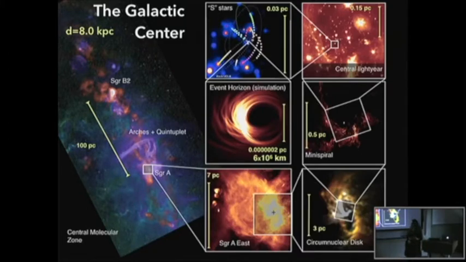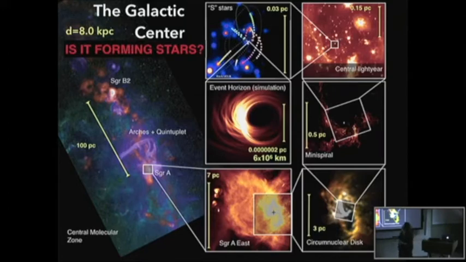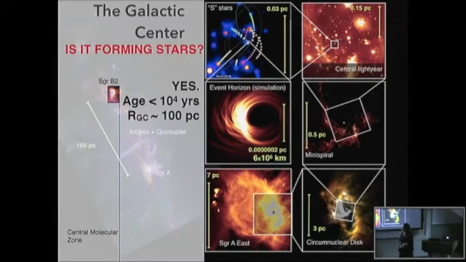So everyone's here for the star formation, so I want to give a little sidebar. Where is the star formation happening on all of these scales, right? Is it forming stars? Where are those stars? The first scale that I want to talk about is the very center here. This is Sagittarius B2. This is about 100 parsecs away from the black hole. And here the answer is yes, thumbs up.